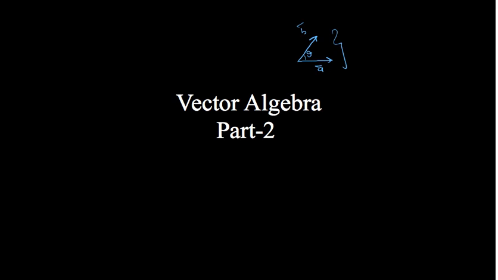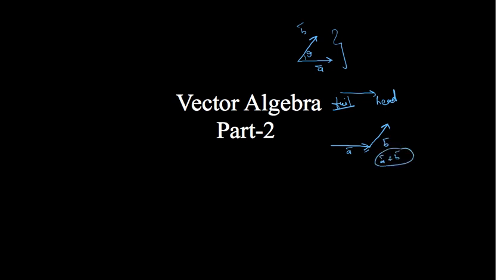So actually, what we have to do in the addition? Keep in mind, for any vector we have a head and a tail. If we want to add two vectors, always keep in mind that the head of the first vector should be connected to the tail of the second vector, then only you are doing a vector plus b vector.